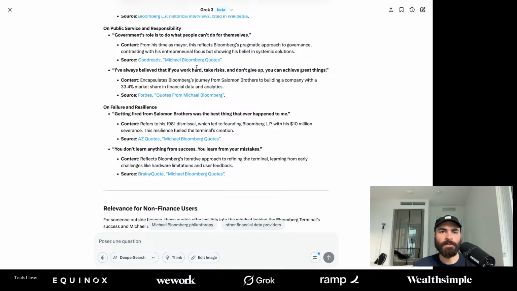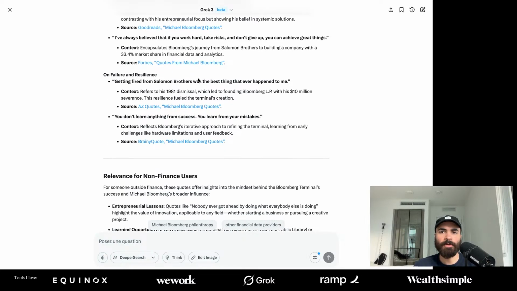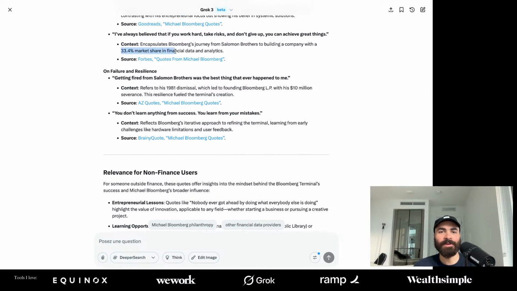On public service and responsibility: government's role is to do what people can't do for themselves. From his time as mayor, this reflects Bloomberg's pragmatic approach to governance, contrasting with his entrepreneurial focus, but showing his belief in systemic solutions. I've always believed that if you work hard, take risks, and don't give up, you can achieve great things. Journey from Salomon Brothers to building a company with a 33.4% market share in financial data and analytics. I love how it doesn't talk about the valuation of the company, but 33.4% market share in financial data. I don't even know how much that is.